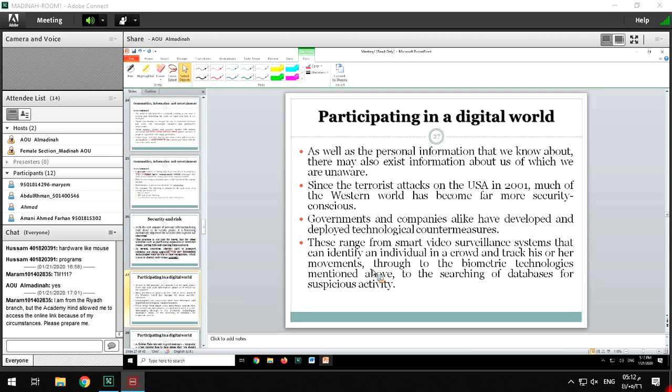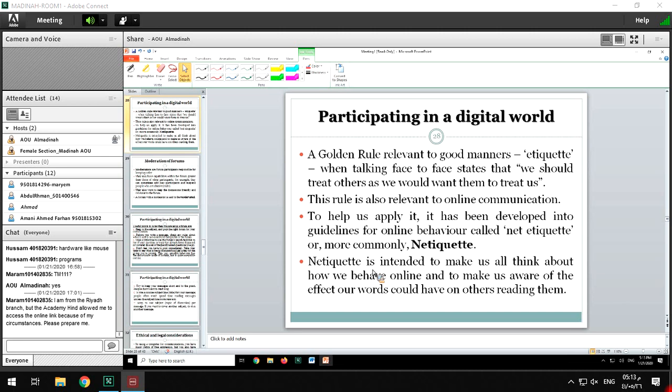Participating in a digital world. Now, participating in the digital world is nothing but using the digital technologies. Now since we are participating in the digital world, okay, we use the technologies, fine. We must follow some rules and regulations for the use of these technologies, fine. So there will be some rules and regulations to participate and to use the digital technologies for our own purpose.